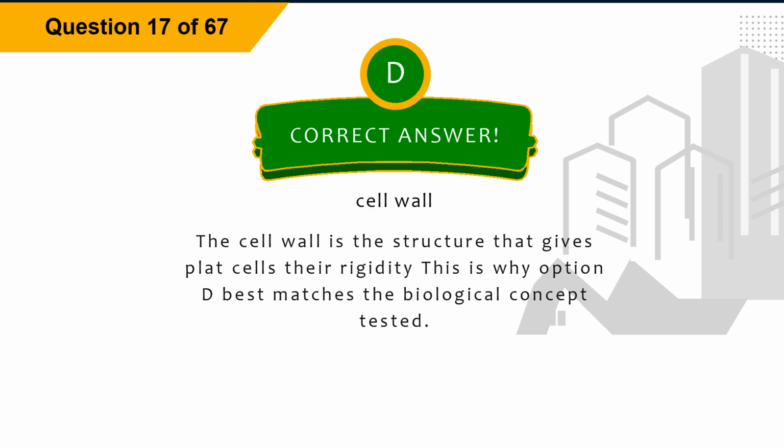The correct answer is option D, cell wall. Explanation. The cell wall is the structure that gives plant cells their rigidity. This is why option D best matches the biological concept tested.